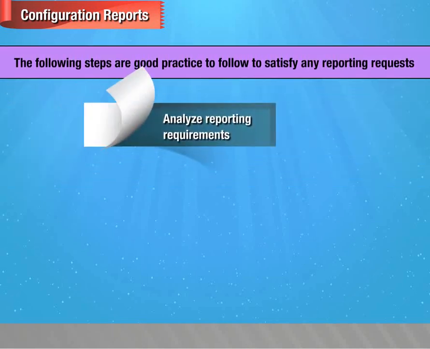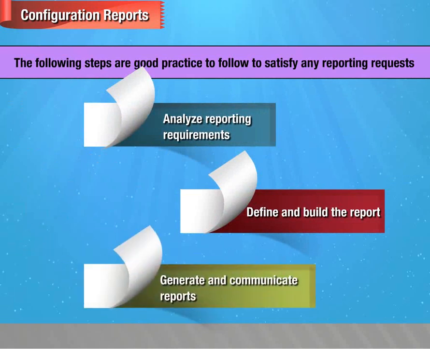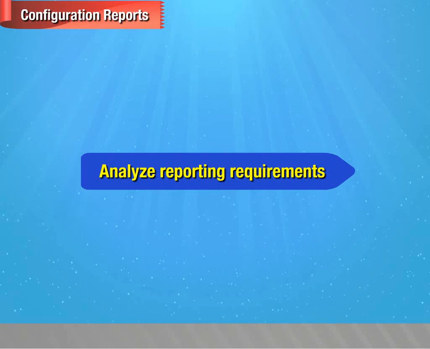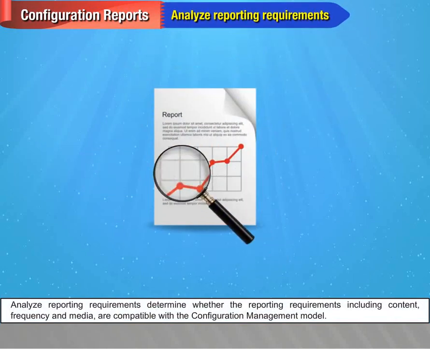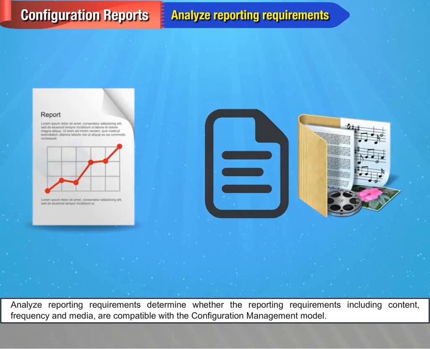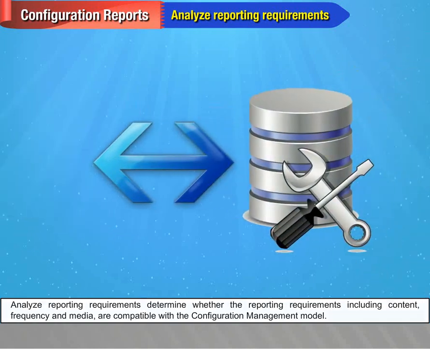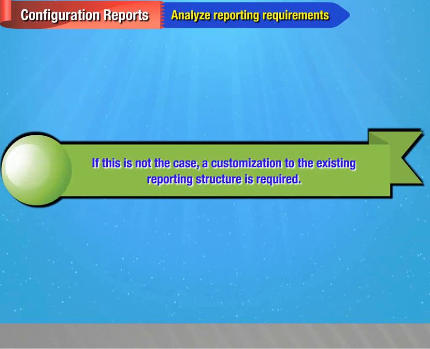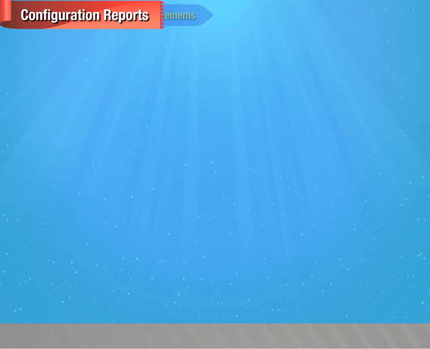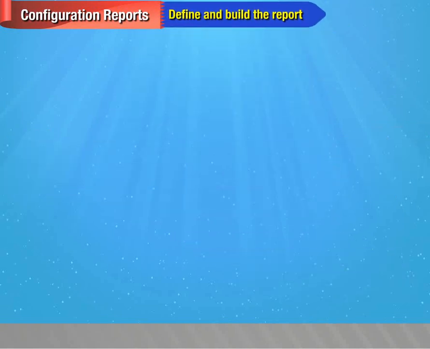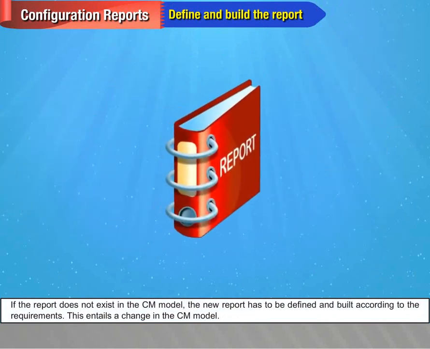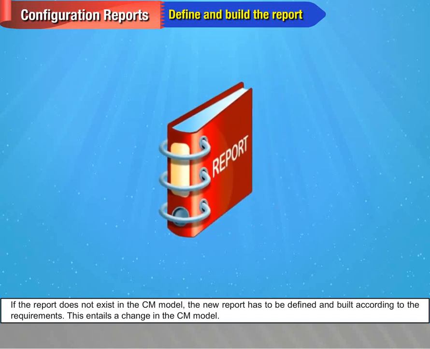Analyze reporting requirements. Define and build the report. Generate and communicate reports. Analyze reporting requirements. Determine whether the reporting requirements, including content, frequency, and media, are compatible with the configuration management model. If this is not the case, a customization to the existing reporting structure is required. Define and build the report. If the report does not exist in the CM model, the new report has to be defined and built according to the requirements. This entails a change in the CM model.